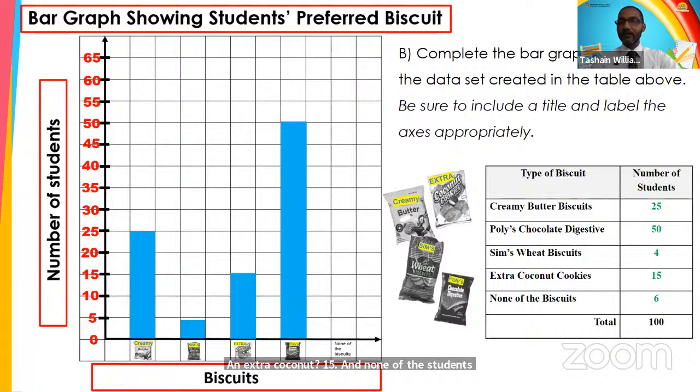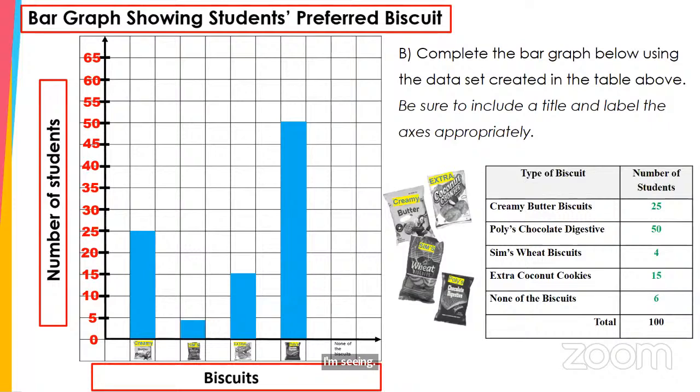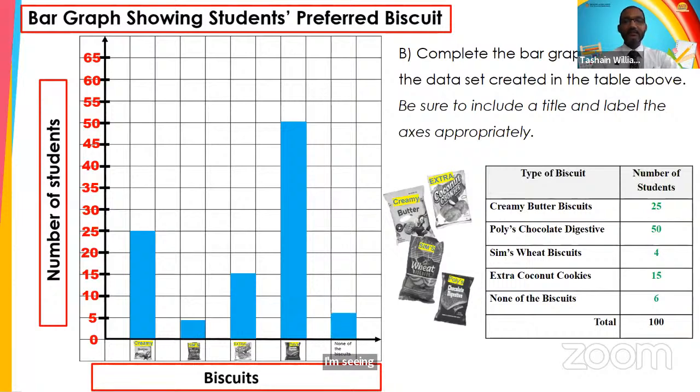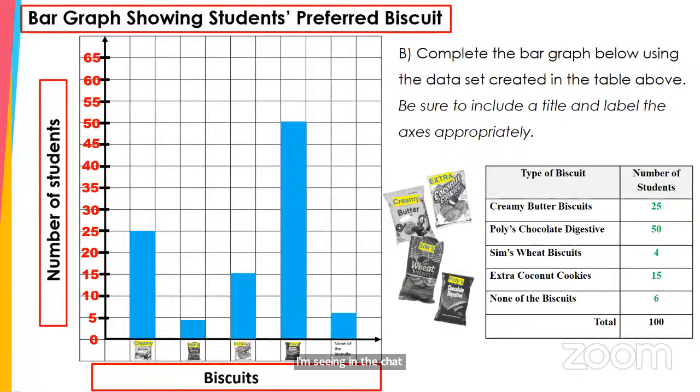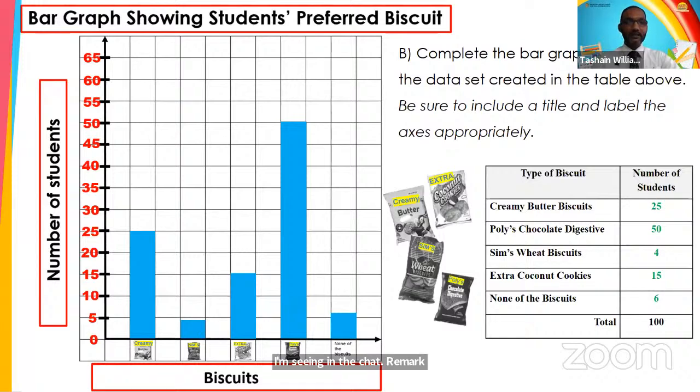And none of the students liked... none of the biscuits is represented by how many students. How many students didn't like any of the biscuits? Type your answer in the chat. All right, Joshua and Deshaun. I'm seeing in the chat, Ray Marquez Anderson is saying 6. Mm-hmm. And Samaya Murray is also saying 6. I'm realizing that some of the chat is coming directly to me, so some persons may not be able to see it. But I'm also bigging up those persons who have responded well.